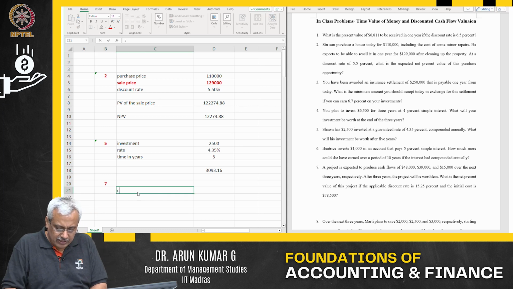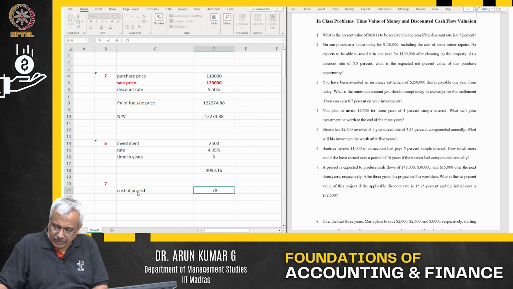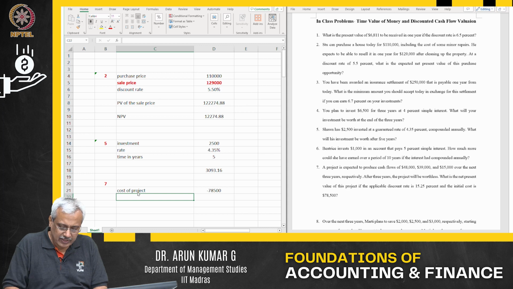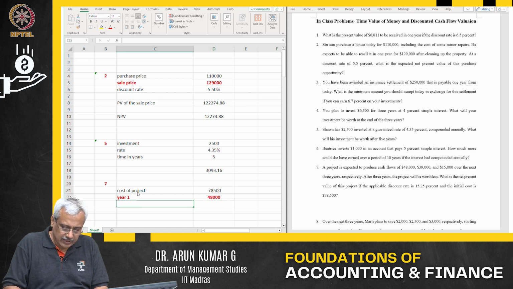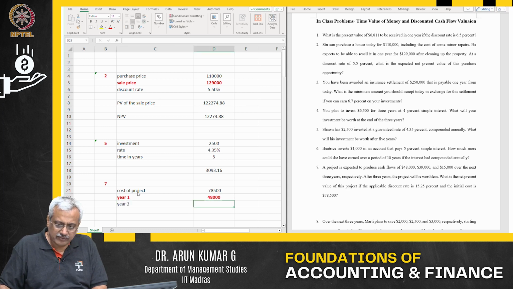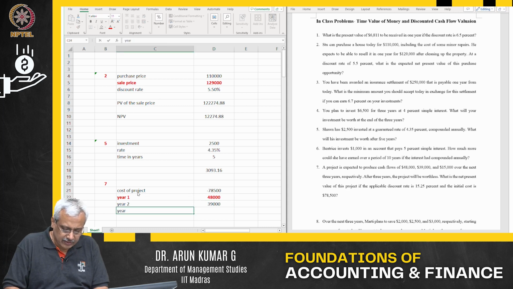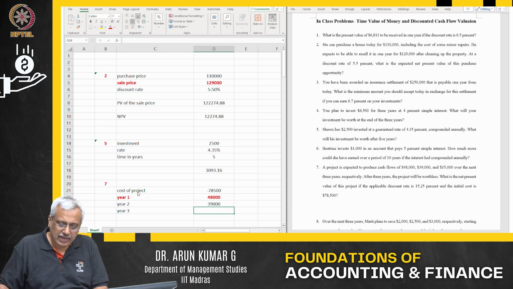Cash cost of the project, minus 78,500, because it is a cash outflow, that is why minus. Year 1, what is the cash inflow? 48,000. Year 2, what is the cash inflow? 39,000. Year 3, what is the cash inflow? The cash inflow is 15,000.